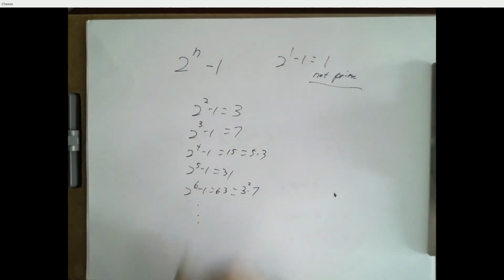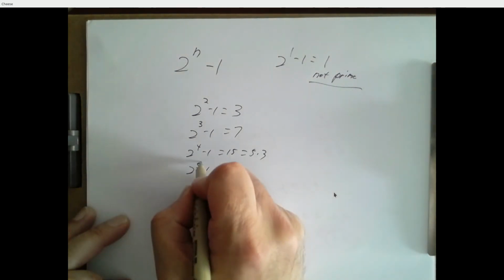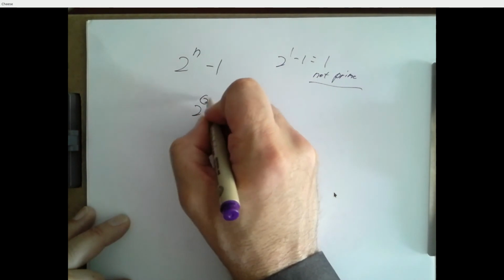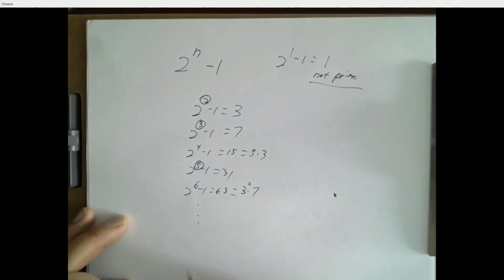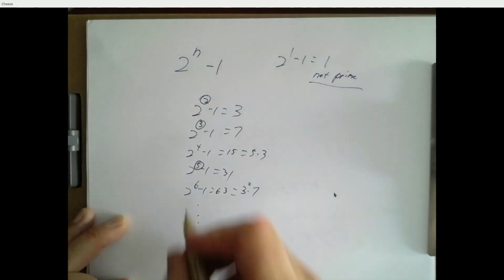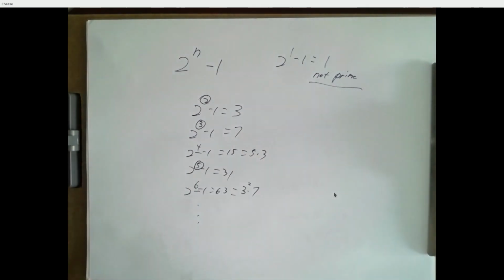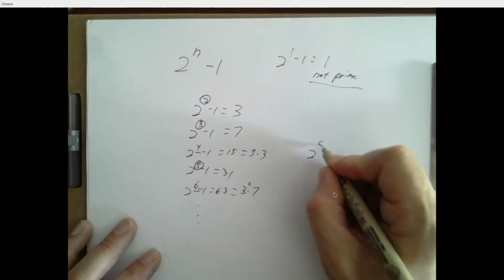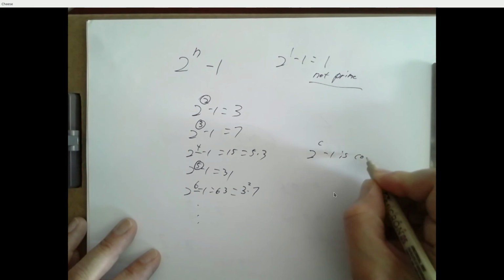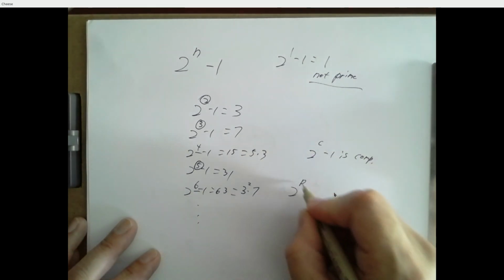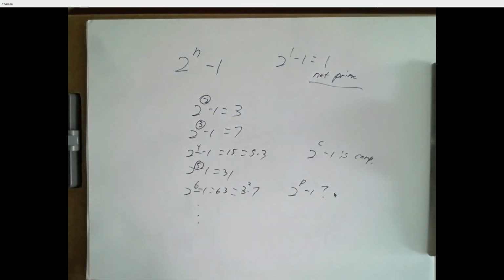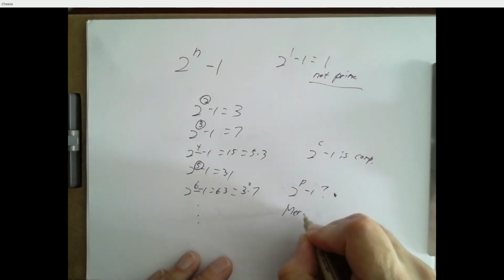And so on. So the pattern that some of you discovered was that if this exponent is prime, it looks like 2 to that exponent minus 1 is prime. And if this exponent is composite, it looks like 2 to that exponent minus 1 is composite. So the second part of that is true. 2 to a composite minus 1 is always composite. But 2 to a prime minus 1, we don't know if that's prime or not. If it is, that's what we call a Mersenne prime.